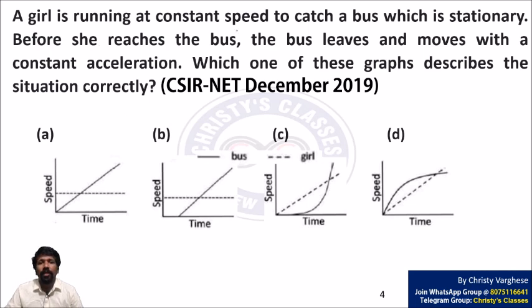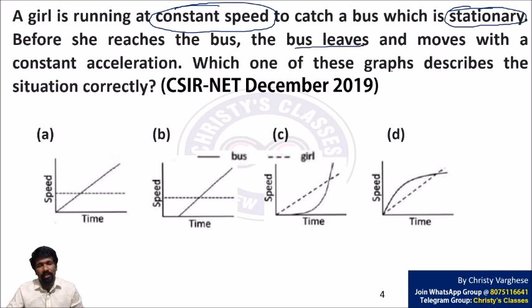A girl is running at a constant speed. Constant speed means speed is the same. So the girl is running at constant speed to catch a bus which is stationary. Stationary means the speed of the bus was 0 initially. After some time the bus leaves. That means its speed will increase, and it moves with constant acceleration. So which graph describes the situation correctly?